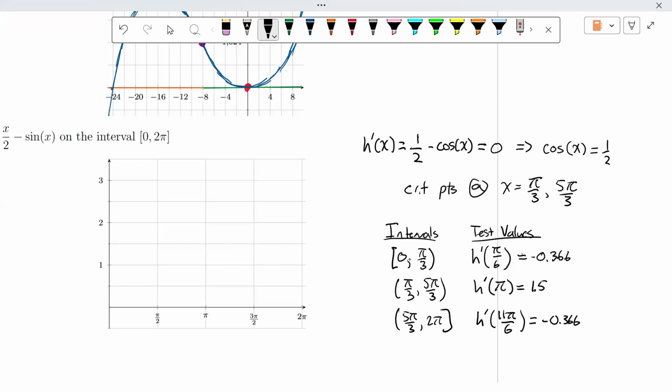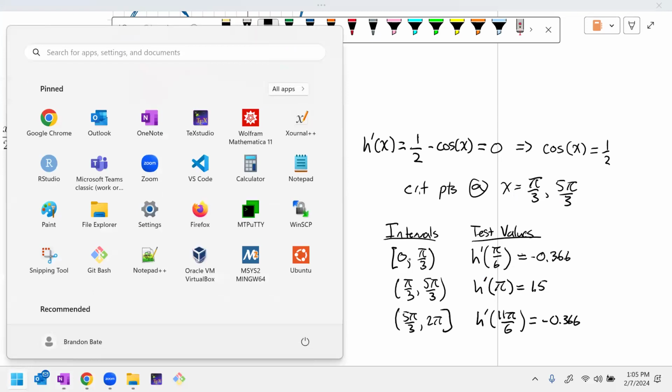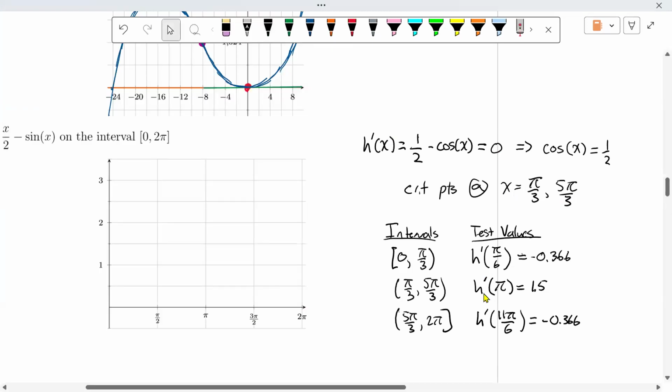So, okay, that tells us something. It tells us our function is decreasing, then increasing, then decreasing. But I'm out of time. That's it. All right. Well, we'll have an exam on Friday.